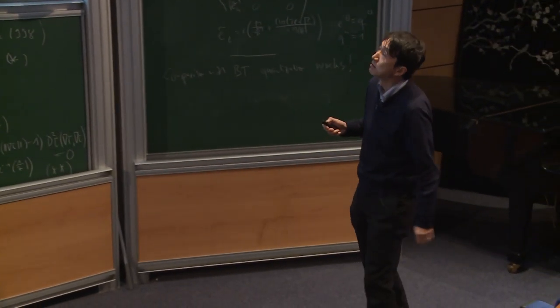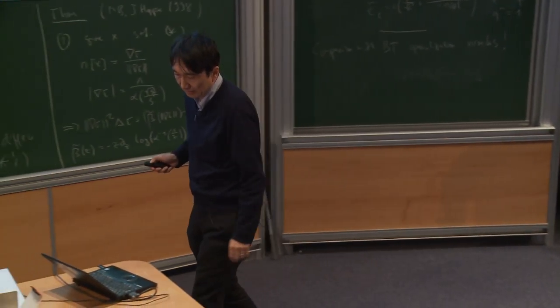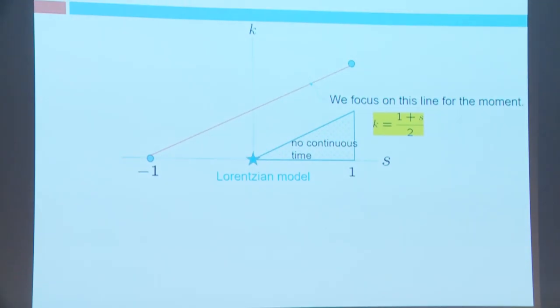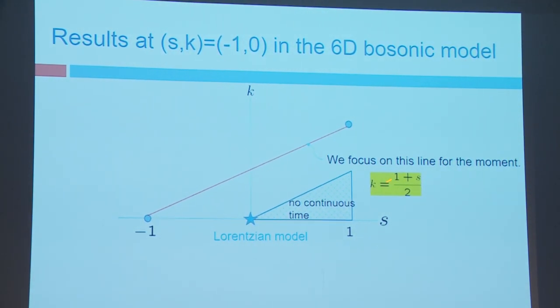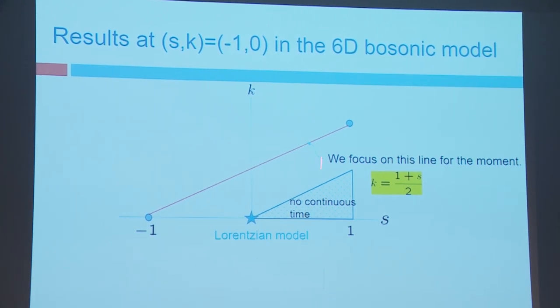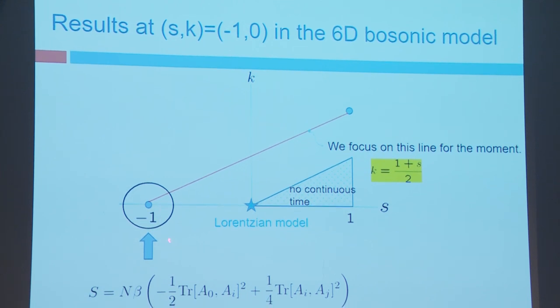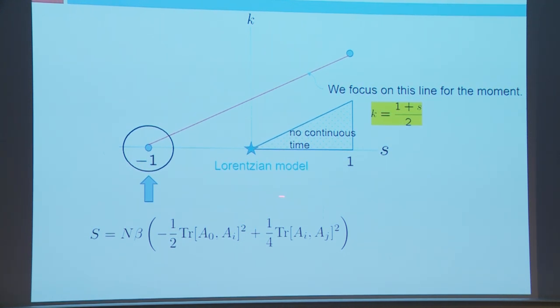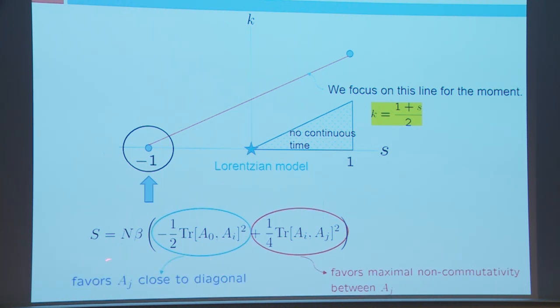Okay, now I will show you the emergence of 3 plus 1 dimensional expanding behavior. This is a phase diagram of this system, and we focus on this line for technical reasons. In particular, here we concentrate on this point, s equal to minus 1 and k equal to 0. In this case the action becomes real like this. Now the first term favors A_i close to diagonal, while the second term favors maximal non-commutativity between the A_i.